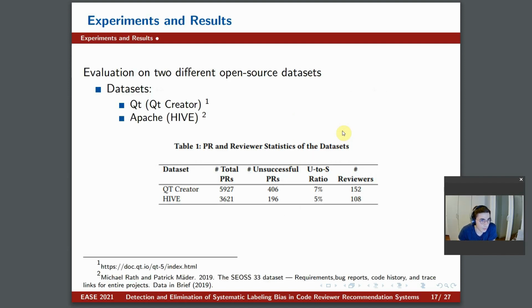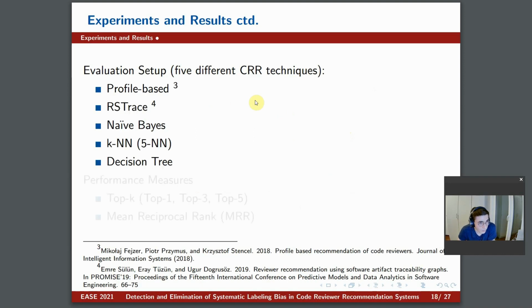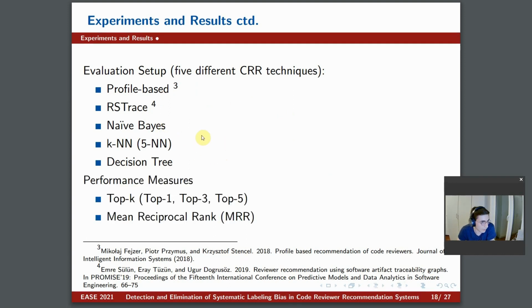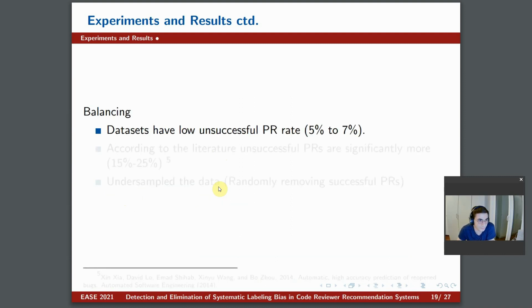We evaluate our approach on two open source datasets, Qt Creator and Hive. And we evaluate our approach with 5 different code reviewer recommendation techniques: profile-based, RSTrace, naive Bayes, KNN, decision tree. These 2 are optimization-based ones, and these 3 are learning-based ones. And our performance measures are top-k, top 1, top 3, top 5, and MRR, mean reciprocal rank.